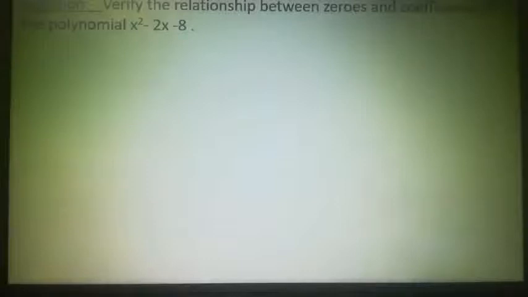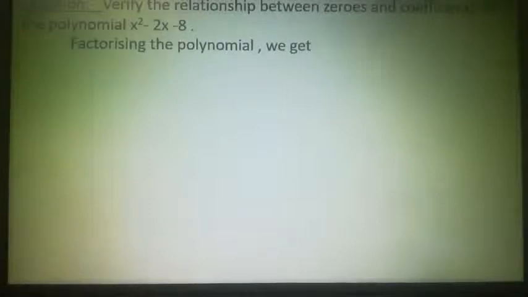For example, verify the relationship between zeros and coefficients of the polynomial x square minus 2x minus 8. What's the degree of this polynomial? Surely it is a second degree quadratic polynomial. So we compare it with ax square plus bx plus c. So there can be two zeros. We don't know the zeros, so first we go for finding the zeros of it.